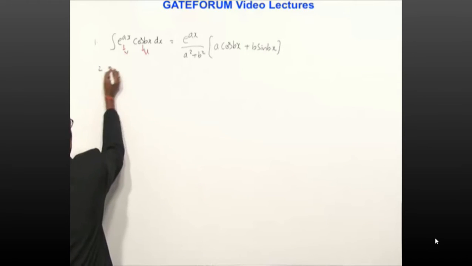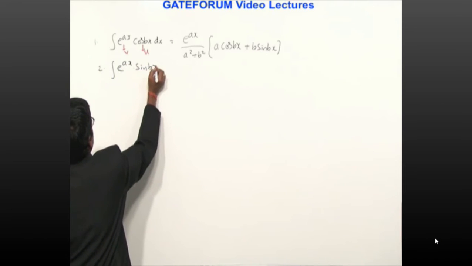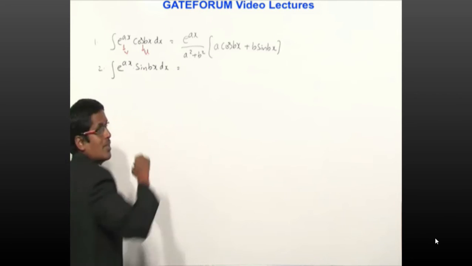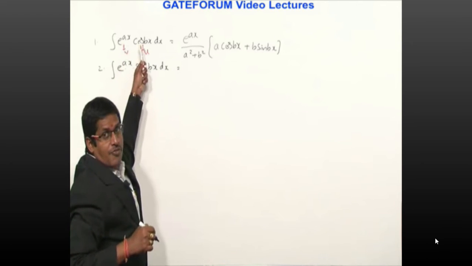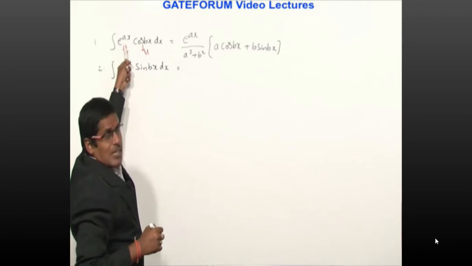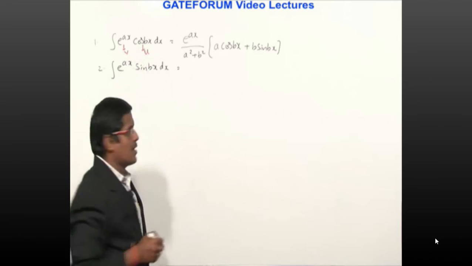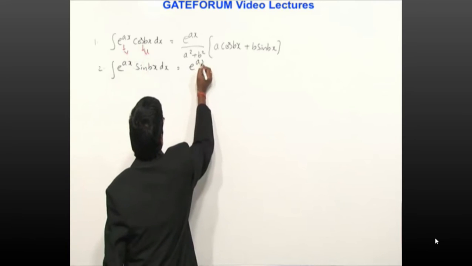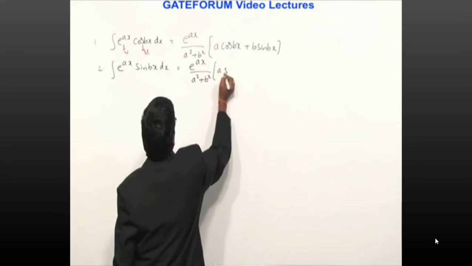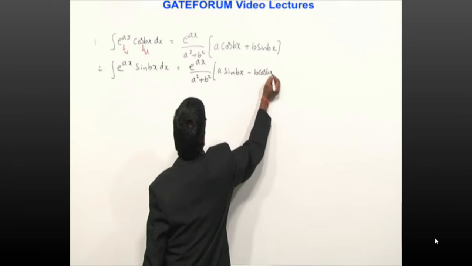2. e to the power ax into sin bx. As above, this is the U function, this is the V function. Don't think that the first term in the product of the given two terms is always U and the second is always V. Here the first is exponential, but it is the V letter. Here the second function, sin, is the U letter. So e to the power ax by a square plus b square into a sin bx minus b cos bx.